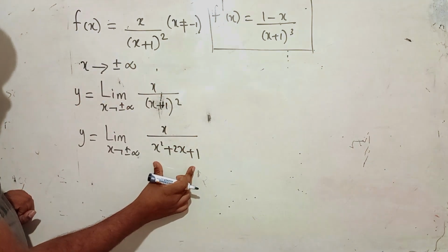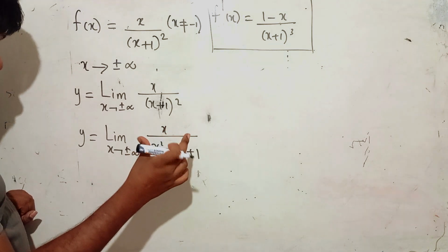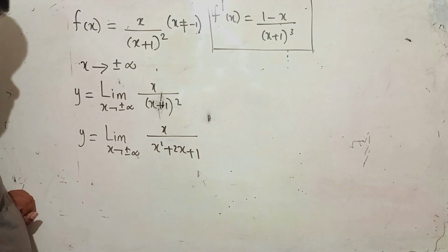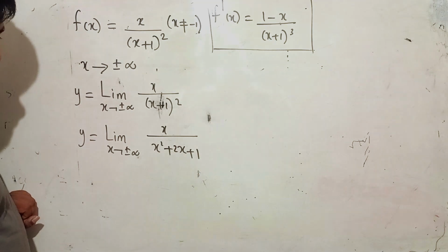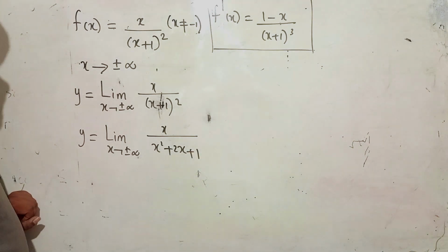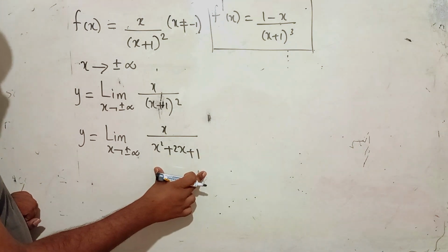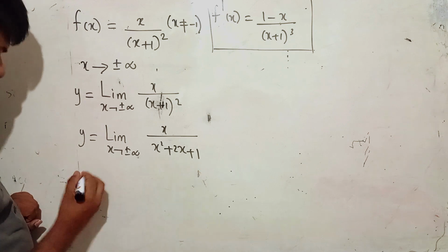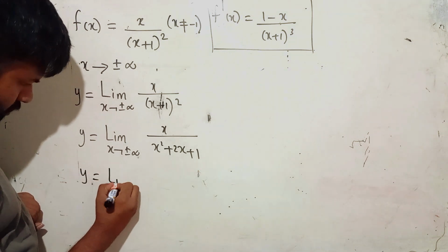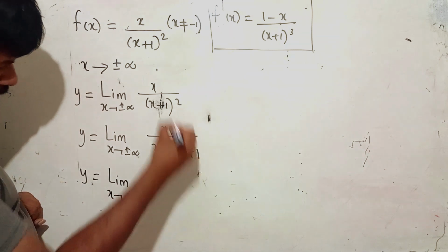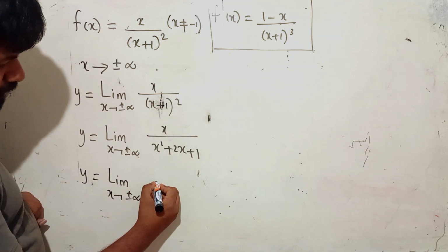Okay, you have to divide it by x squared here, right? So how can I find that term which we are going to divide? Alright. So here the denominator is a second order polynomial. So you have to divide the numerator and the denominator by x squared. So y is equal to limit when x tends to plus or minus infinity, you have to divide both up and down by x squared.